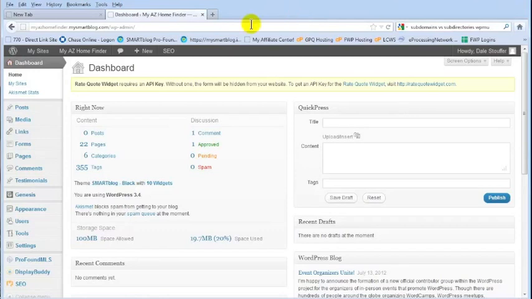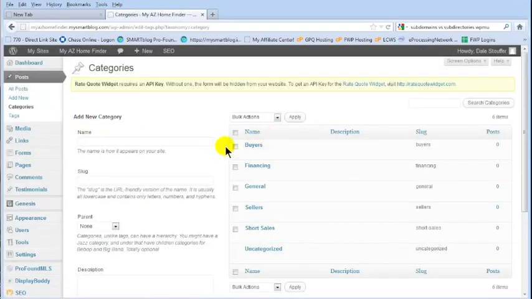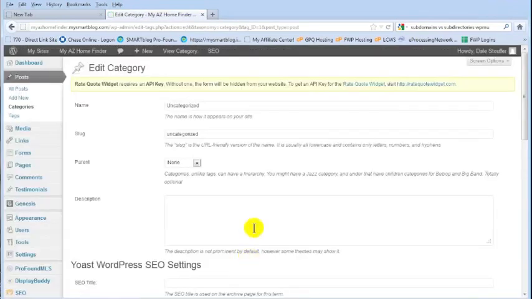So when you start out, this site doesn't have any blog posts. I'm just new to blogging, so I want to come into my dashboard, mouse over Posts, and go into Categories. When I go into categories, I'm going to set up some categories like short sales, sellers, general financing, buyers. I'm going to change this one to say real estate.